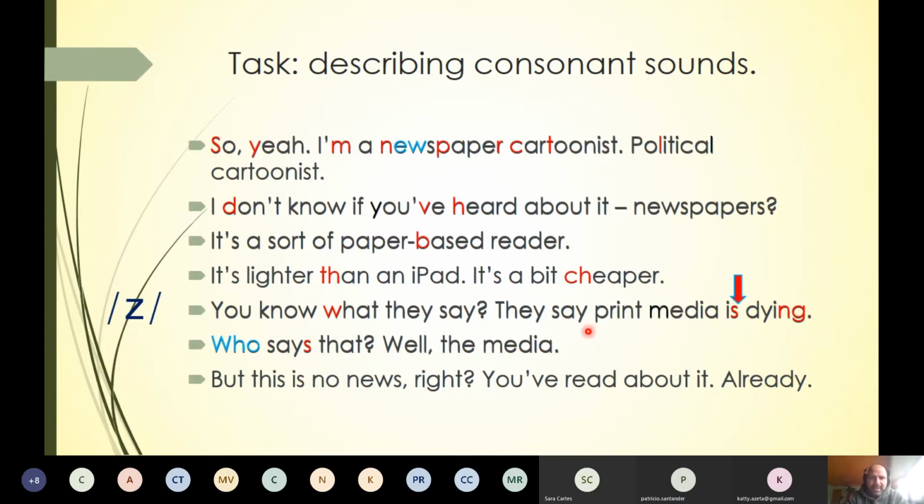Then in the section, they say print media is dying. Is always z and never s, right? It's always voiced, right? It's alveolar and fricative. And z can be found here in is, and also can be found in says. Who says that? Z says, all right? And finally, I have in dying, which is a voiced velar and nasal consonant sound.